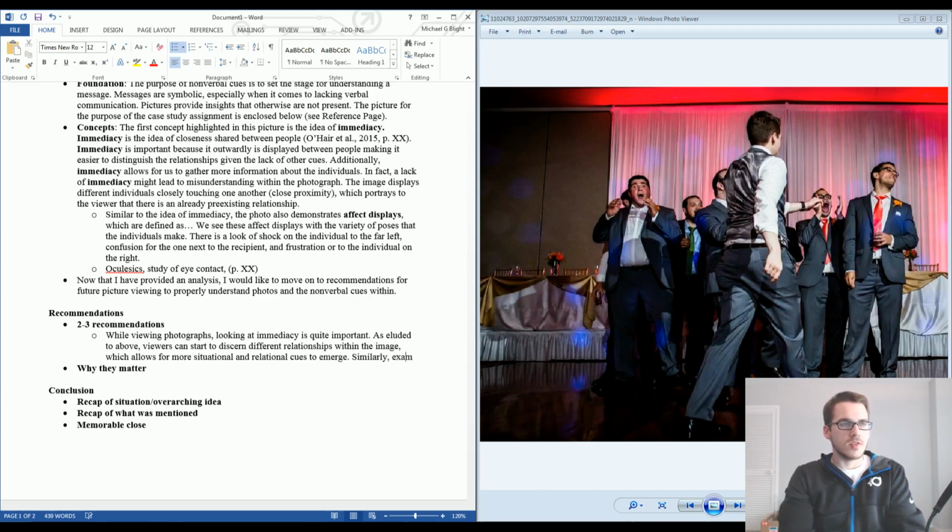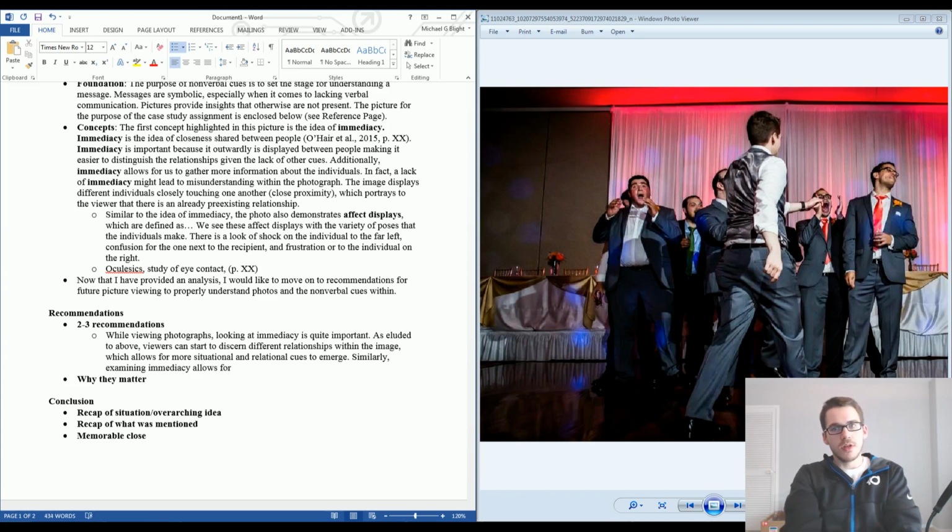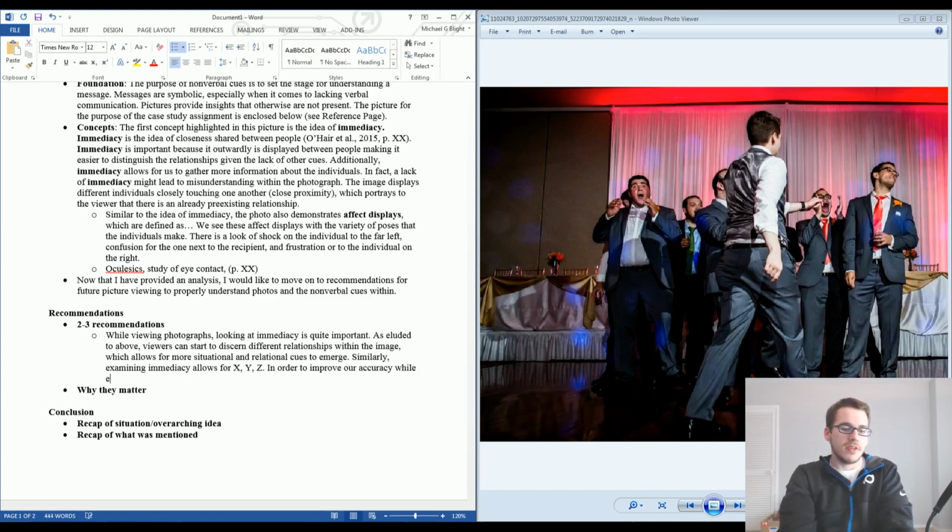Similarly, examining immediacy allows for whatever X, Y, and Z. The recommendation, in order to improve our accuracy while examining, I use examining way too many times. In order to improve our accuracy while examining immediacy, we should look out for 1, 2, and 3.